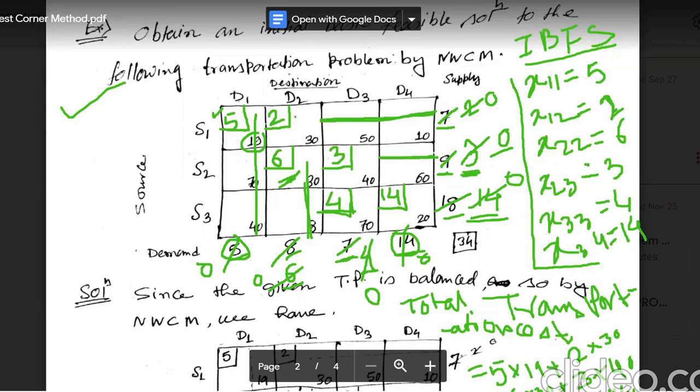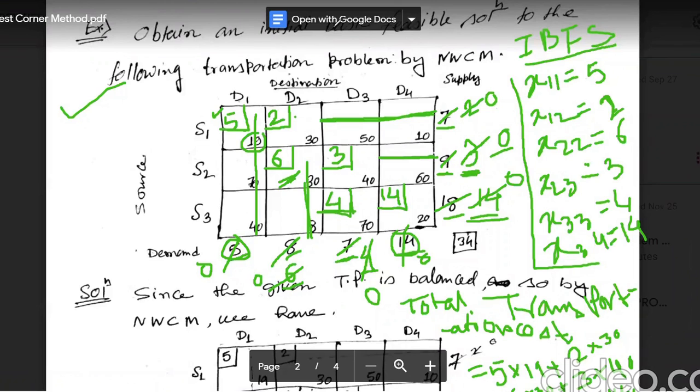So this is the procedure for solving a transportation problem by the northwest corner method. I hope all of you have understood that.